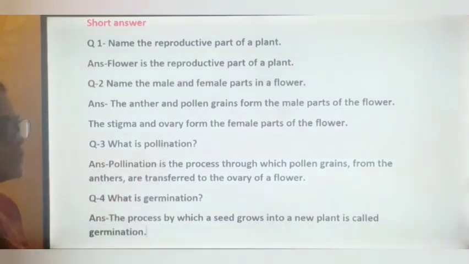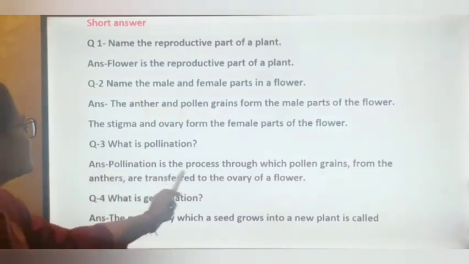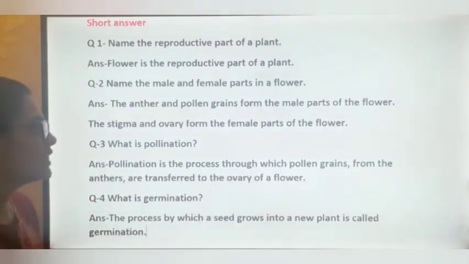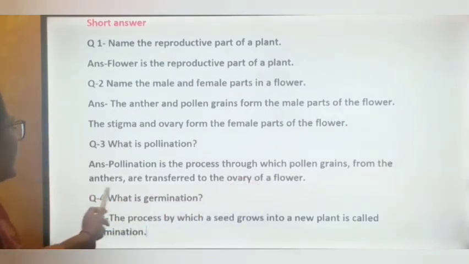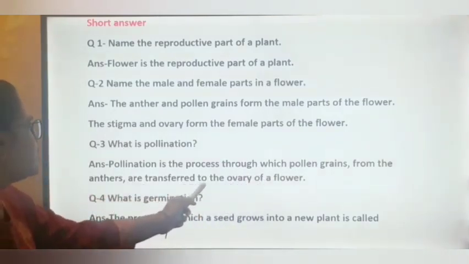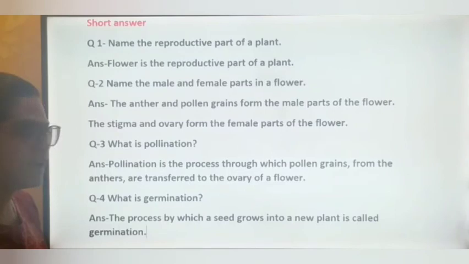What is pollination? You have to write down the definition of pollination. Pollination is the process through which pollen grains from the anther are transferred to the ovary of the flower. What is germination? The process by which a seed grows into a new plant is called germination.